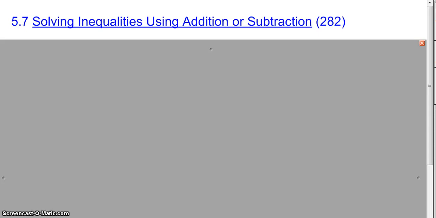Okay, so welcome to Math Chapter 5, Section 7. We're approaching the end of the chapter. And today we will be solving inequalities using addition or, everyone? Subtraction. Okay, so we're solving inequalities.